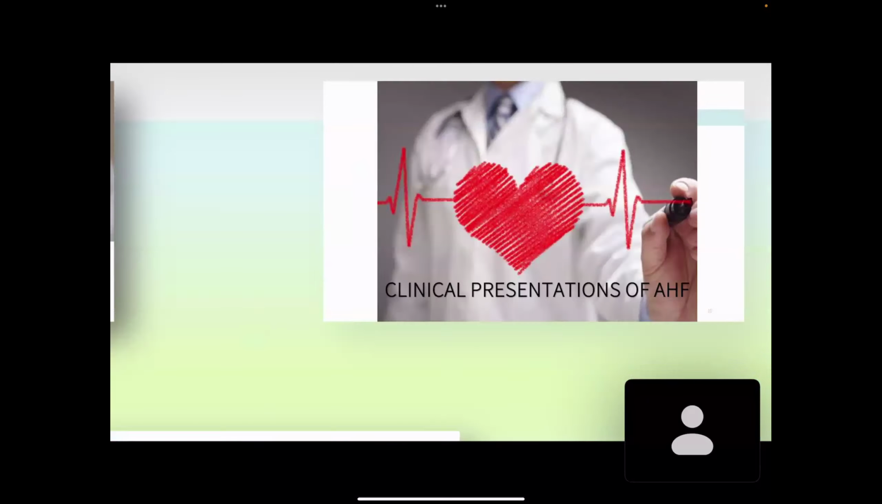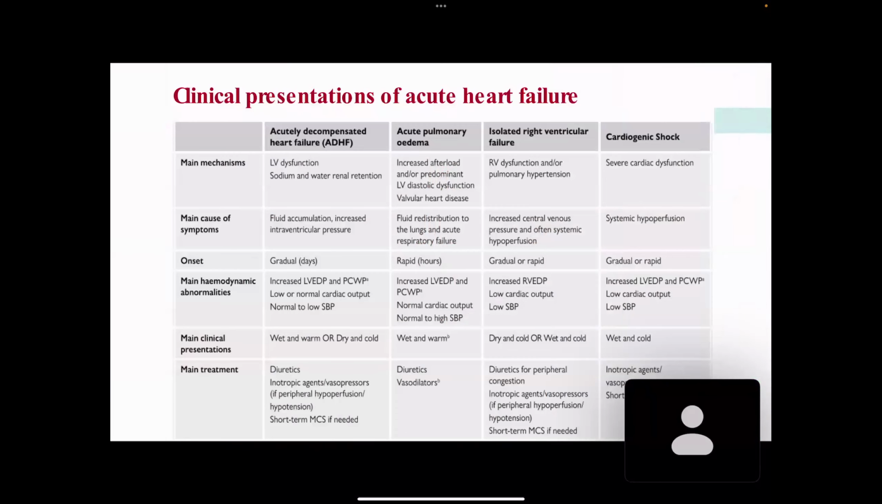Now let us discuss acute heart failure. I'll just be focusing on acute heart failure because of shortage of time. I won't be going into details of chronic heart failure. If you see acute heart failure, there are 4 presentations which are commonly noted. So the first is acute decompensated heart failure. The second common presentation is acute pulmonary edema. The third, a little uncommon, is isolated right ventricular failure. And 4 is cardiogenic shock.